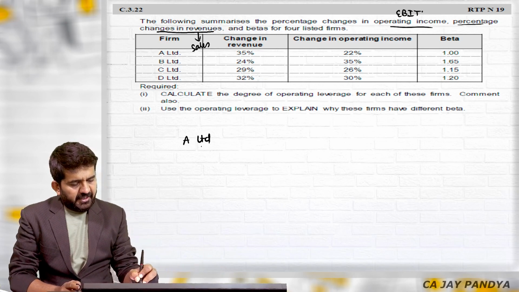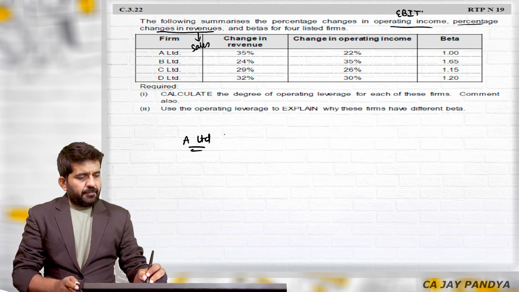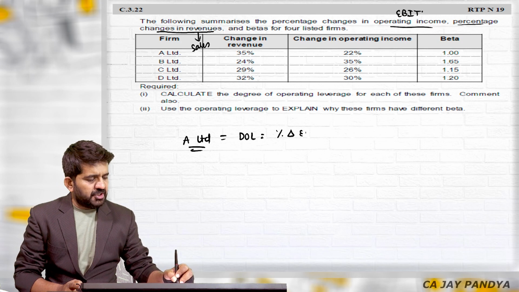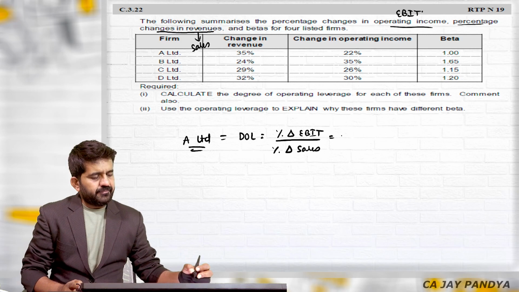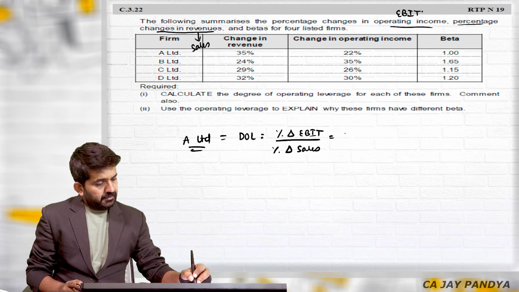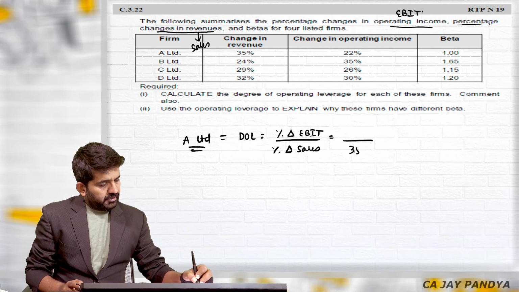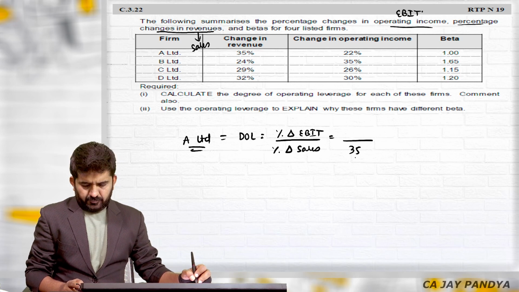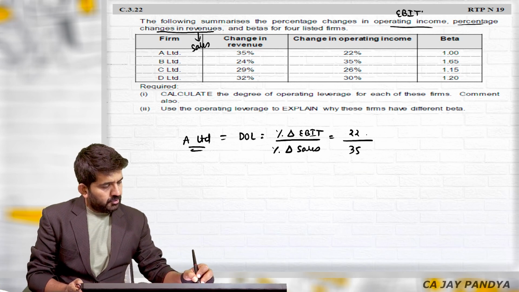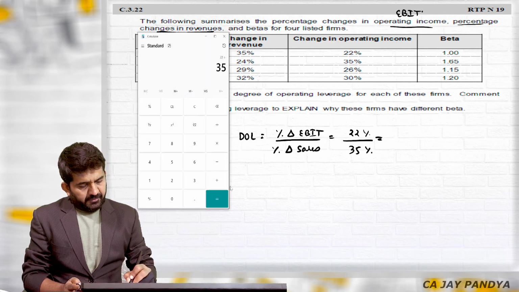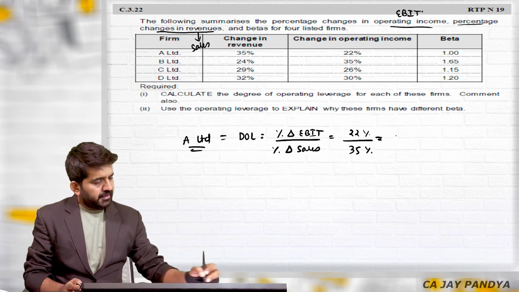A Limited, they need to find out degree of operating leverage. Degree of operating leverage can be found out by percentage change in EBIT upon percentage change in sales. Percentage change in sales is 35%. This is 22%. 22 divided by 35 is 0.63.